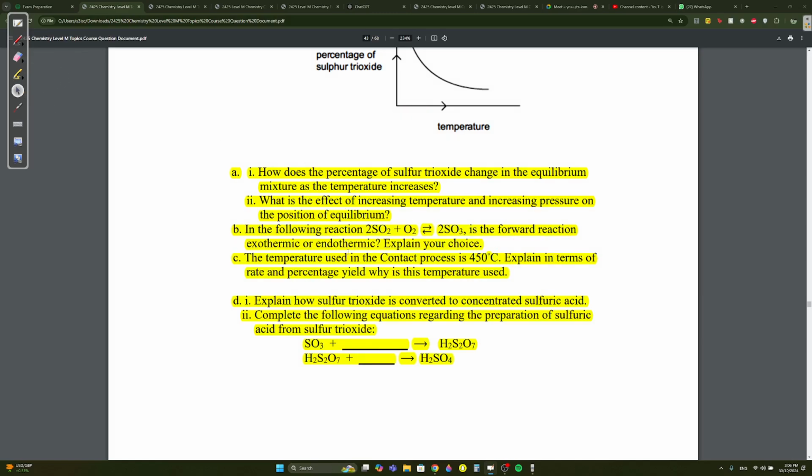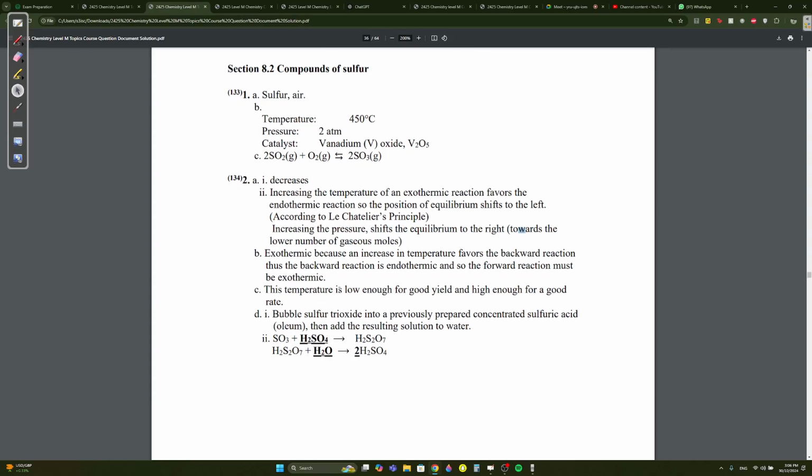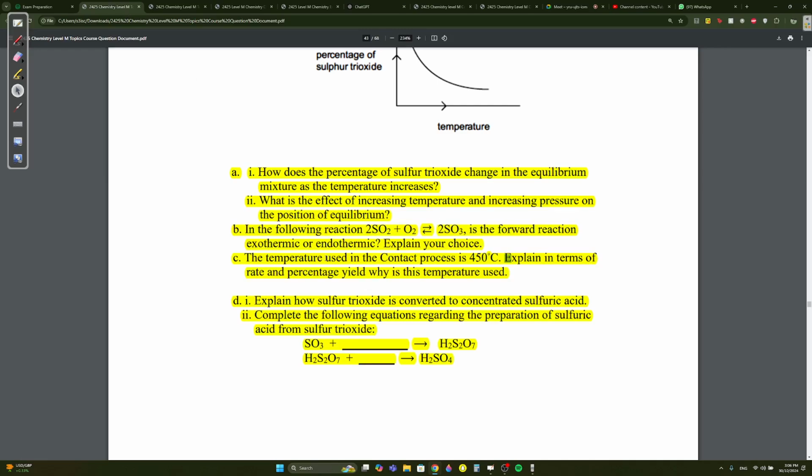Question C. The temperature is 450. Explain in terms of rate and percentage yield why this temperature is used. Rate, if you increase the temperature, the rate will increase. And percentage yield, you can't increase it too much. You have to say you can't increase it too much because if you increase it too much, as we said in part A, the yield will decrease. So we had to compromise and choose 450. So look, this temperature is low enough for a good yield and high enough for a good rate.